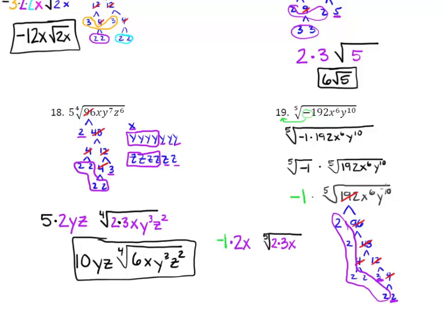With the Y to the 10th, I would draw out 10 Ys. That makes two complete groups of five Ys, with none left over. So I actually can bring out two Ys, and I'm going to write it as Y squared, Y times Y. And there's no Ys left over because it was a perfect group, right? So my final answer to this problem is negative 2XY squared, fifth root of 6X. That is our final answer.